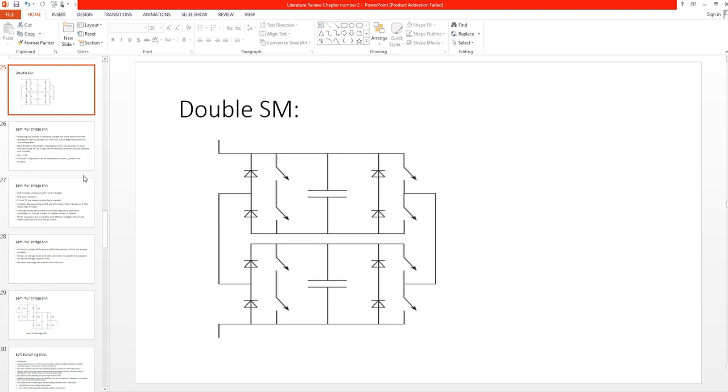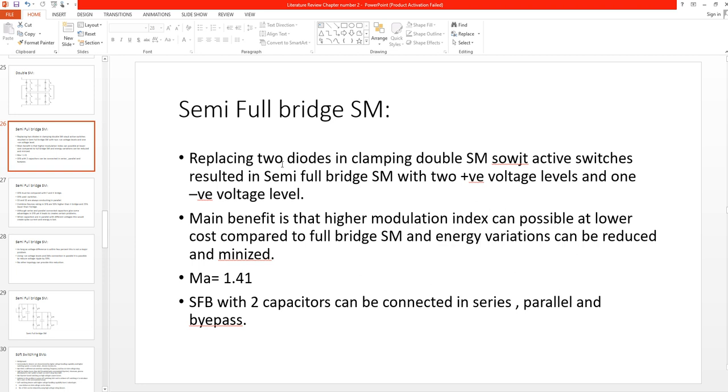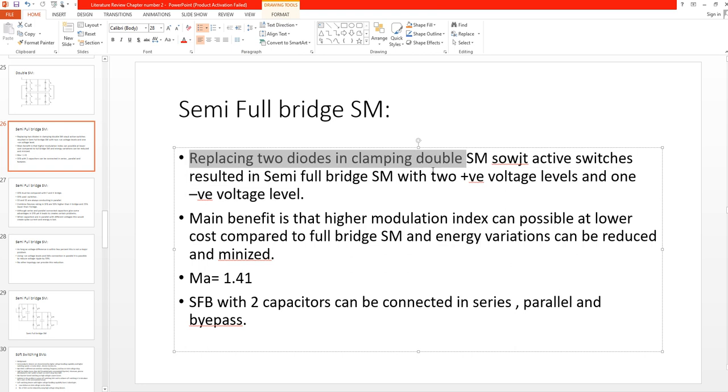So the next topology is the semi-full bridge submodule topology. But there is a slight difference between the double submodule topology and the semi-full bridge submodule topology. What is that? It says that replacing the two diodes in the clamping double submodule with active switches resulted in the semi-full bridge submodule topology with two positive voltage levels and one negative voltage level. And the main benefit is that a higher modulation index is possible at lower cost compared to the full bridge submodule topology, and energy variation can also be minimized. The maximum allowable modulation index is 1.41, and the semi-full bridge with two capacitors can be connected in series, parallel, and the capacitors can be bypassed.